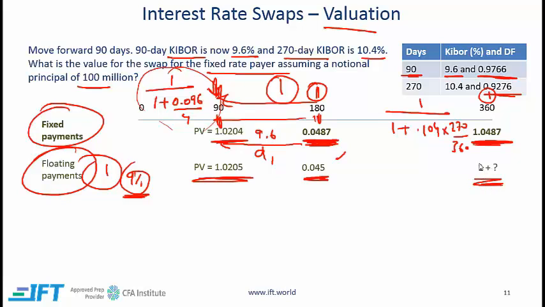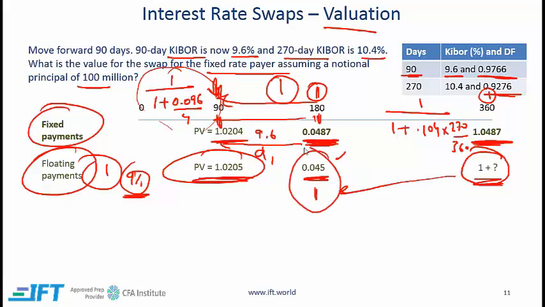What we do know is that the present value of this cash flow on day 180 is 1. So to come up with 1.0205, we take 1.045 and discount back using D1. D1 has been calculated before. So you take 0.9766 into 1.045 and you get this number.